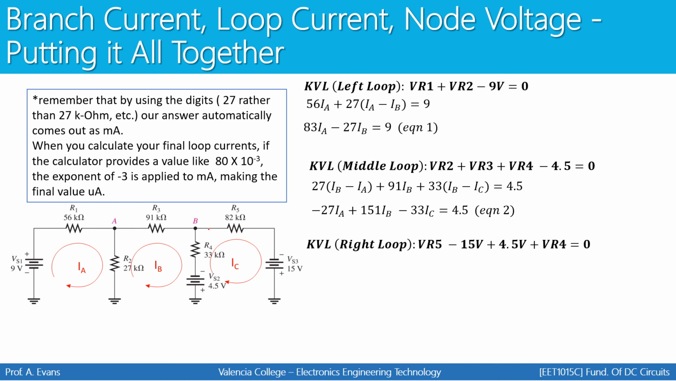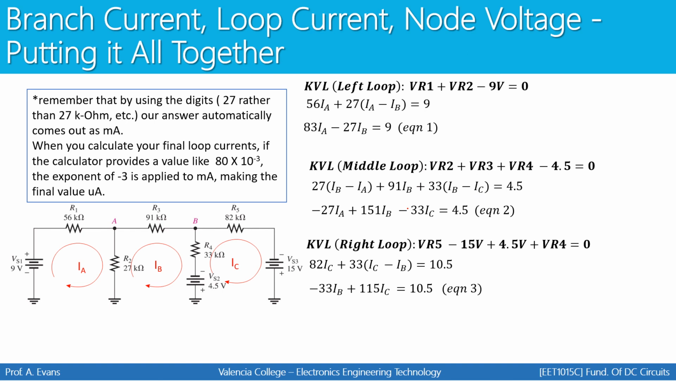Then I'm going to do a KVL around the right loop, starting here and following the direction of IC. And we're going to plug in our values for VR5 and VR4. Notice that VR4 is now 33 times IC minus IB because this is our point of view. The loop current for your point of view comes first. That's why VR4 is written this way in this equation, but it's written this way in this equation. You have to pay attention to point of view. Simplify that equation, and now we have our third equation.